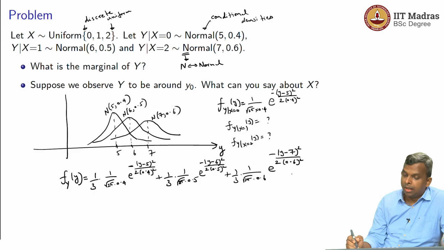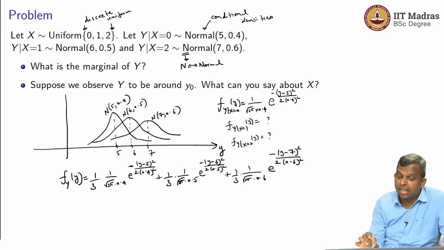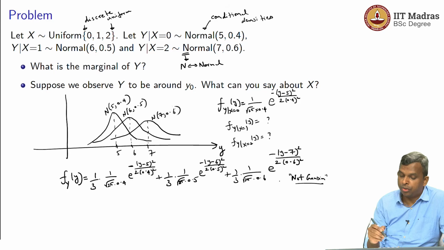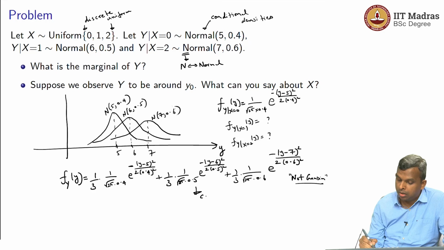Remember, the conditional densities are all Gaussian, but the marginal is not Gaussian. A Gaussian cannot have three different peaks and their average. This kind of distribution is called a mixture of Gaussians. This is a mixture of three Gaussians.